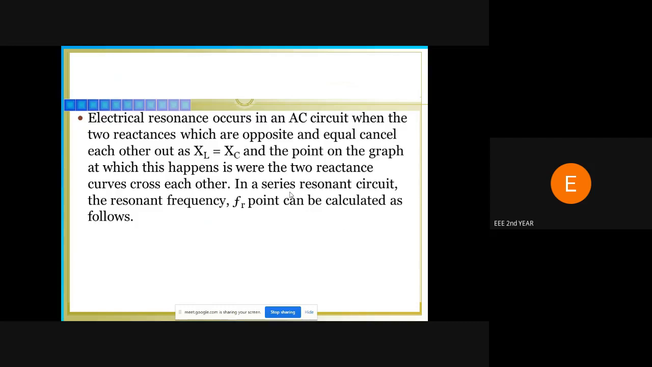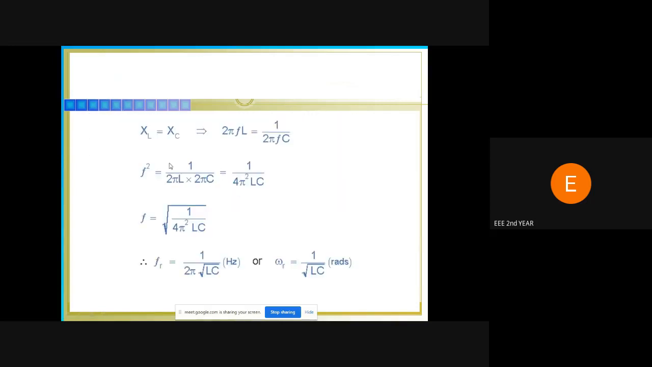This is the electrical resonance which occurs in an AC circuit when the two reactances are opposite and equal and cancel each other. Then XL is equal to XC, and the point on the graph at which this happens is where the two reactance curves cross each other. At the series resonant point, the resonant frequency can be calculated using a formula. Where XL and XC are equal, we write 2 pi f L equals 1 by 2 pi f C.